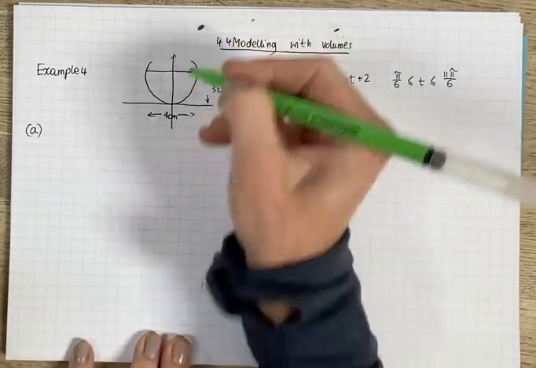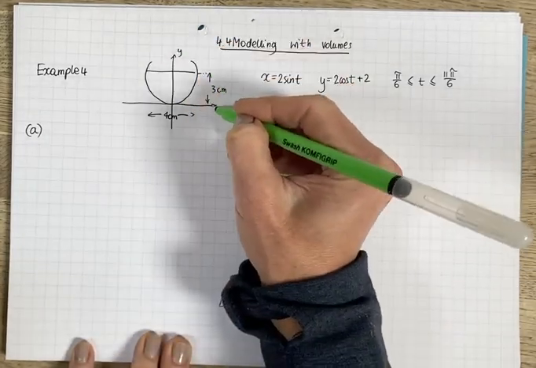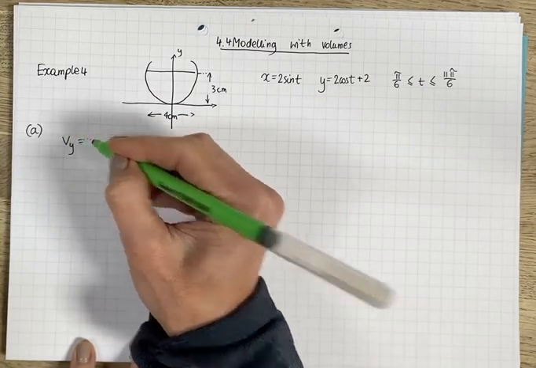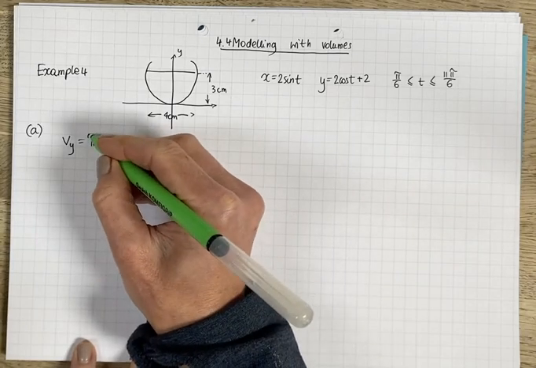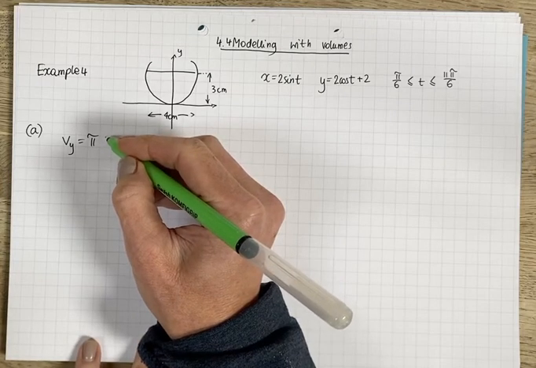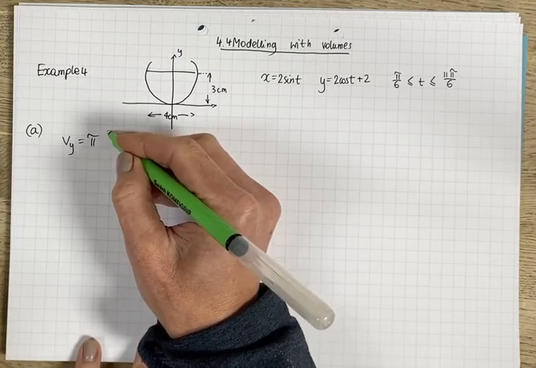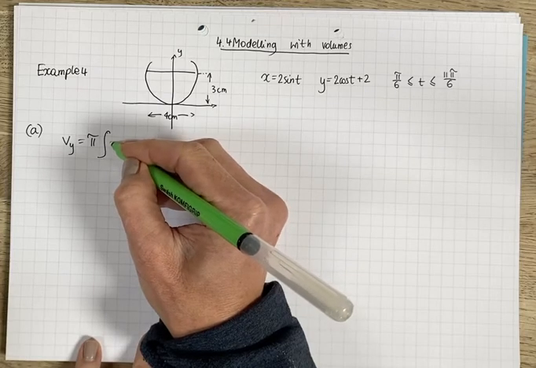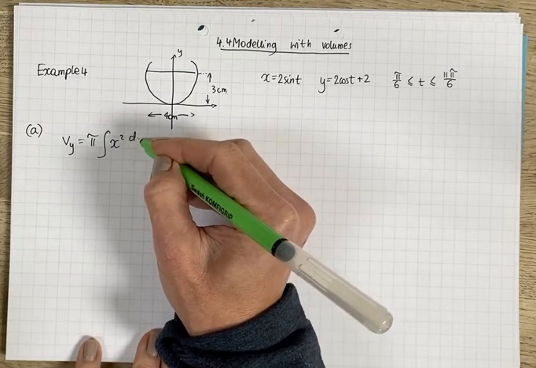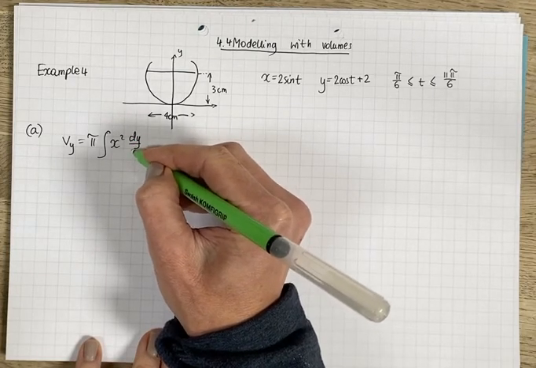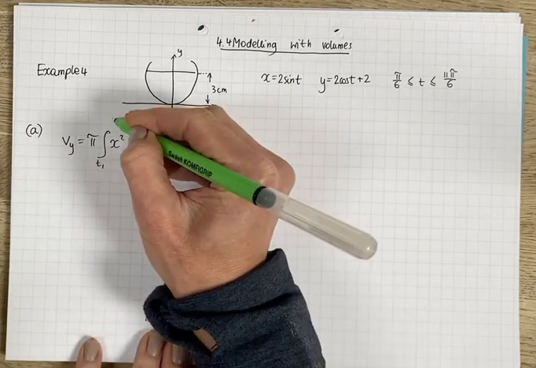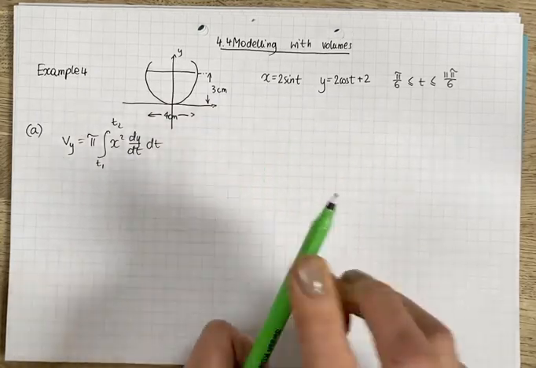So we're going to rotate it around the y-axis. So we're going to use the formula for finding volumes of revolution around the y-axis. So it's pi times the integral of x squared dy, but because it's parametric integration, it's going to be x squared dy/dt dt, and here it's going to be, let's say, t1 to t2, where these are the limits.